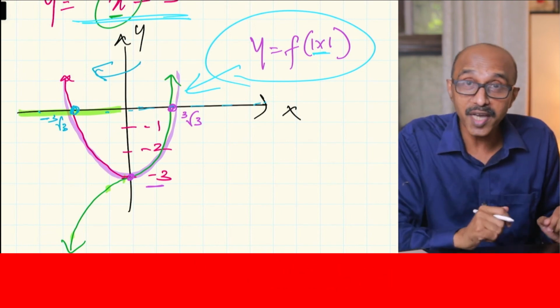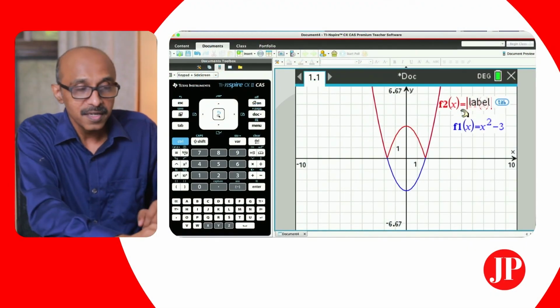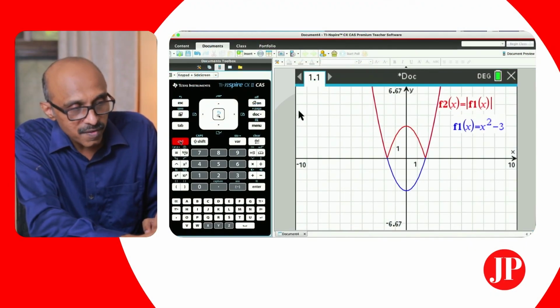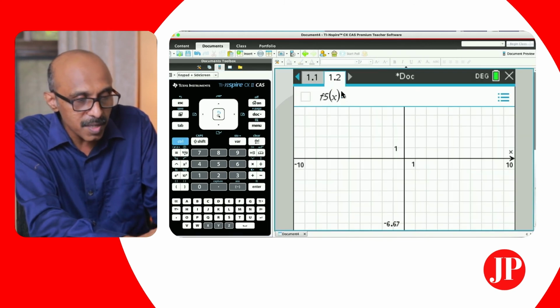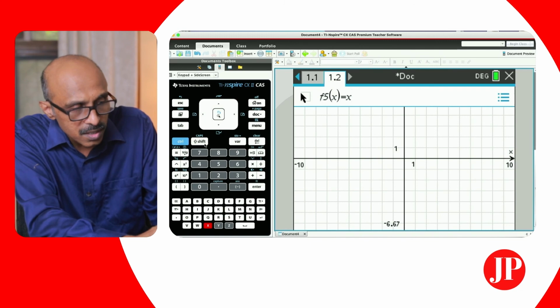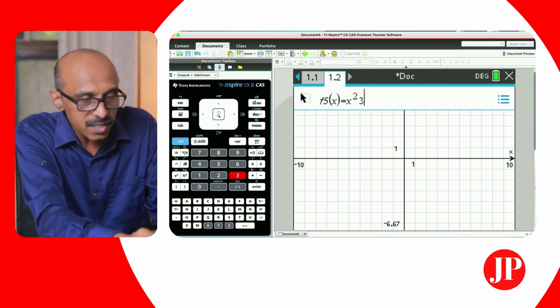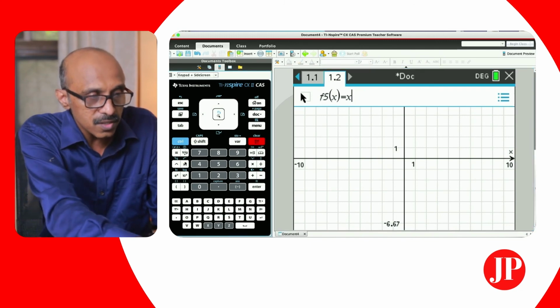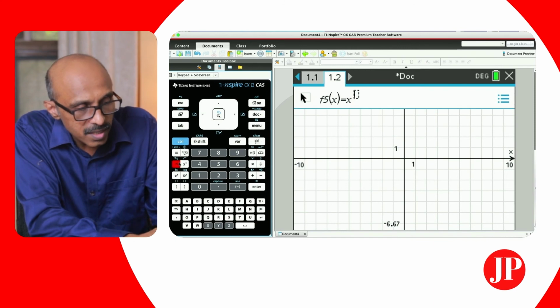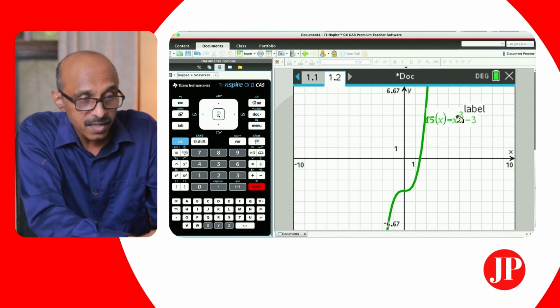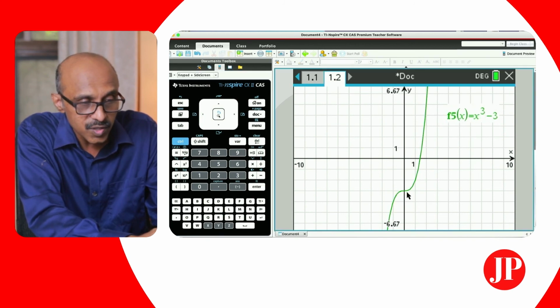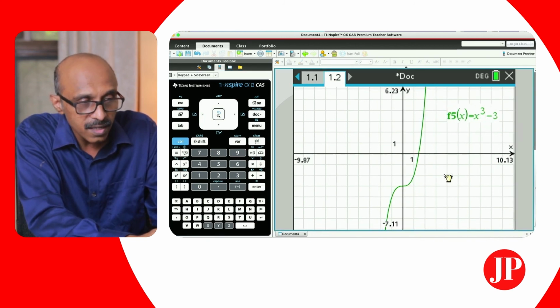Now let's check it on a graphing calculator, shall we? Here we go. I'm going to add a new graphing page, and this time I'm going to call it x cubed minus 3. Sorry, that is not what we want. x cubed minus 3, and that's the graph, okay? As we saw, that's negative 3.